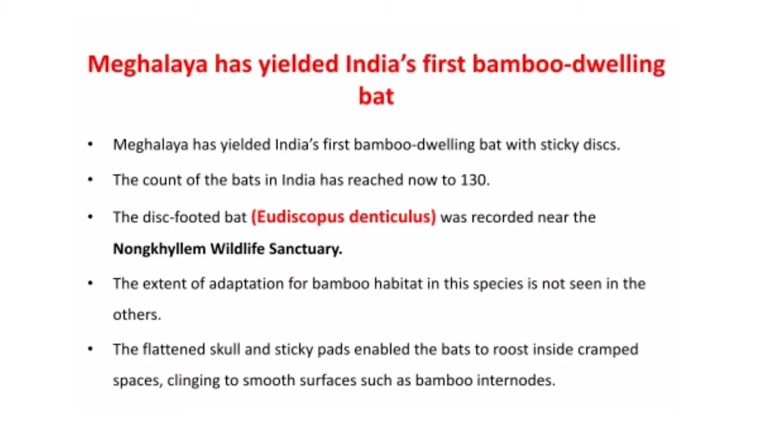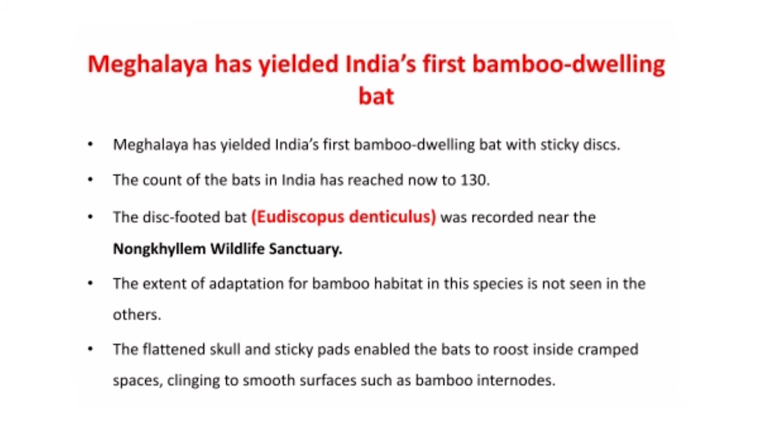Next, Meghalaya has yielded India's first bamboo-dwelling bat. Recently, bats have been in the news very highly. The hype on this bat was very high in social media, because we are saying that the coronavirus came from bats, that it came like this in China. Like this, some of the media and some of the websites are saying that. So it is very important to know about this bat, because we also have this bat in India.